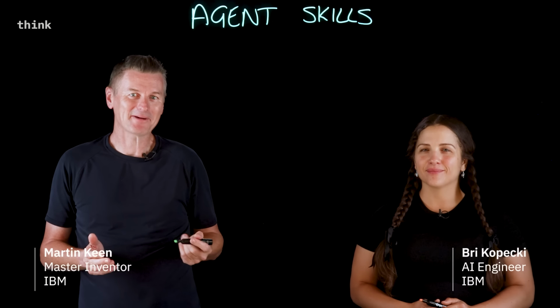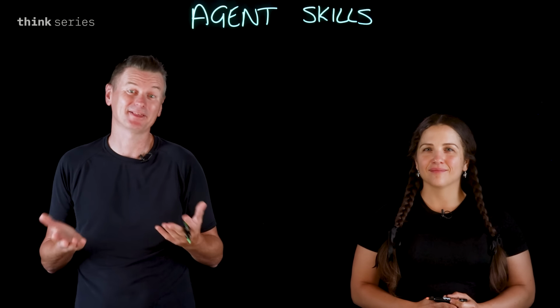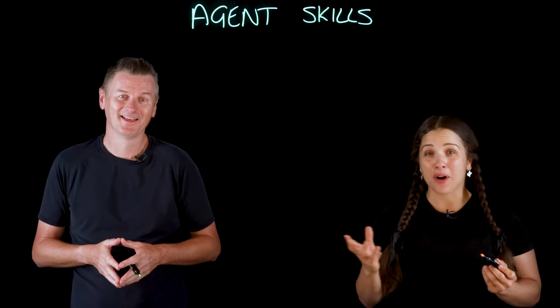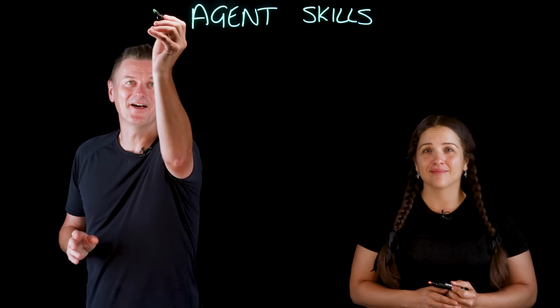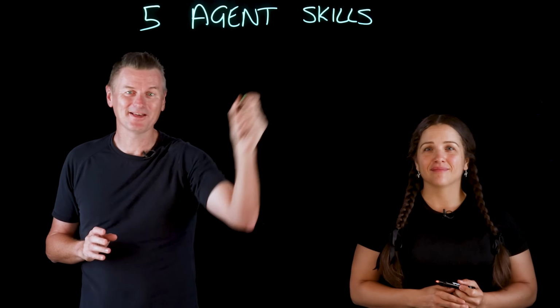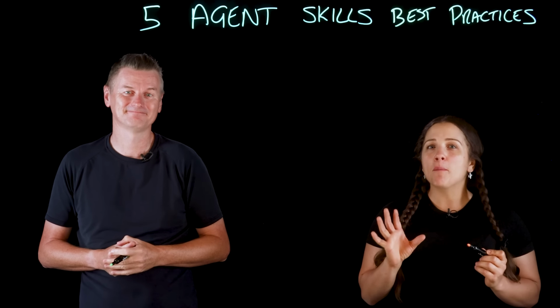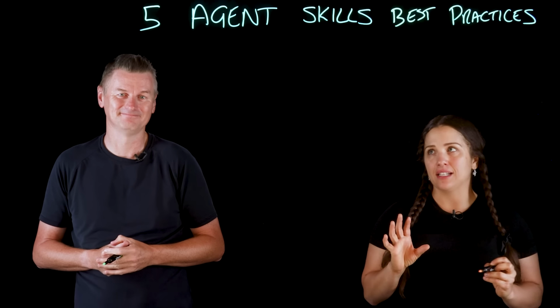Agent skills are about the simplest way there is to make an AI agent better at a specific job. And because they're so simple, they're also really easy to get wrong. Yeah, so we are going to cover the 5 agent skills best practices for building these skills. And a quick reminder of what a skill even is.